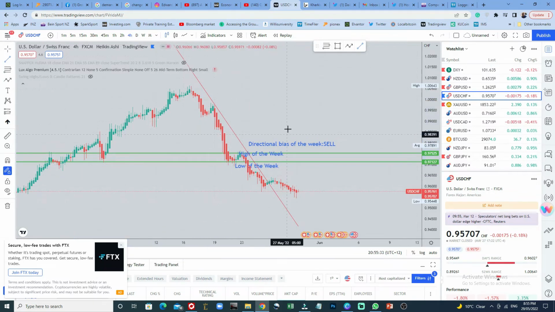So what we want to do next is draw psychological levels. Now what are psychological levels? I always mention psychological levels in my previous videos. Psychological levels are rounded up figures. For example, look at it, 0.99000 is a psychological level because it's rounded up.